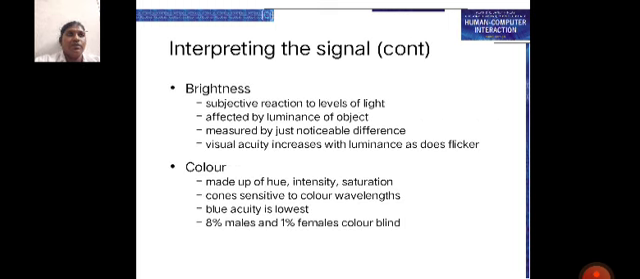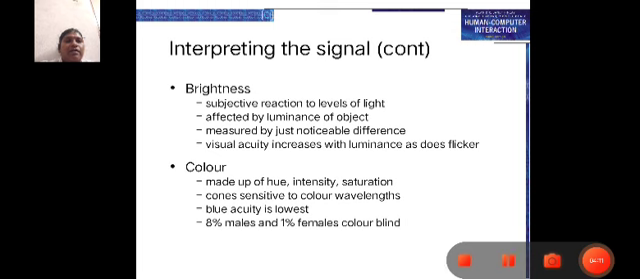And brightness. Without brightness, we can't see the faces or images standing in front of us clearly. The subjective reaction to levels of light is affected by luminance, measured by just noticeable differences. Visual acuity increases with luminance, as does flicker.